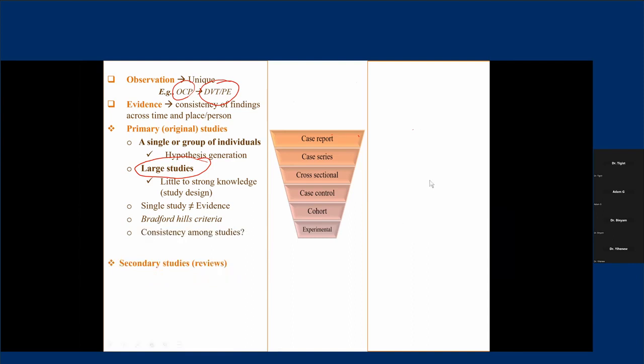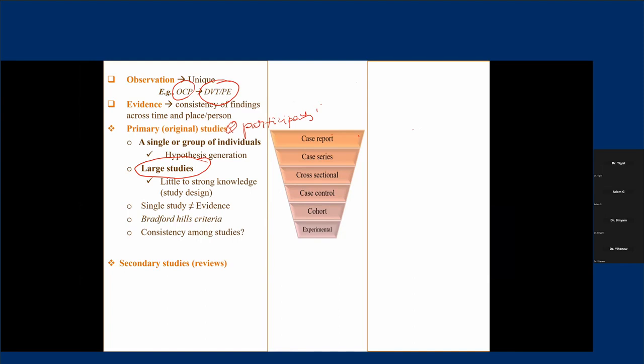Secondary studies or reviews are studies which are conducted by gathering different primary studies. So primary studies are studies which are based on participants themselves. So we recruit, we collect data from the participants, either directly from them or from their medical records, and try to see the presence of association between our exposure and outcome.